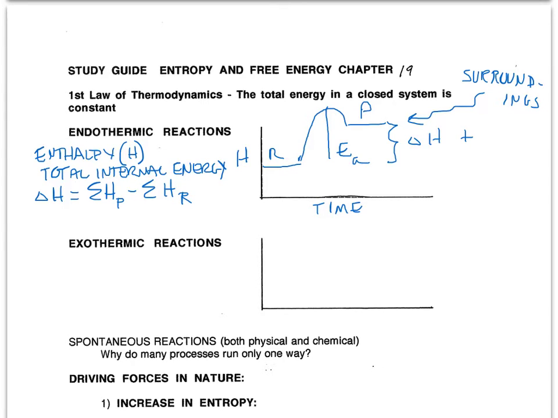For an exothermic reaction, of course, we again can start with our reactants. Exothermic, the products will have less energy stored in them than the reactants. Where did it go? Yeah, the energy goes into the surroundings. So in an exothermic reaction, that's why you feel the heat, because it's being dissipated from the reaction. Delta H is negative, and there is our activation energy.